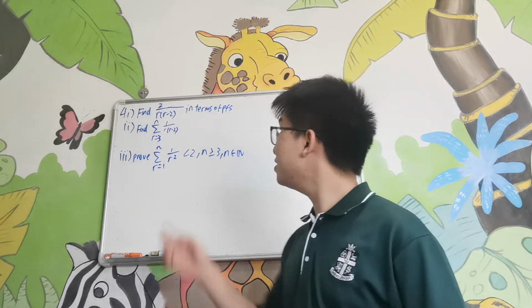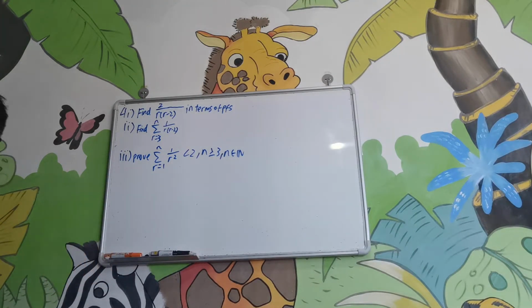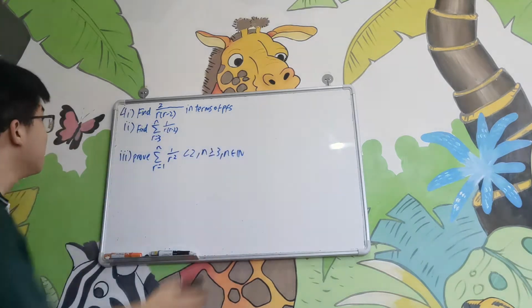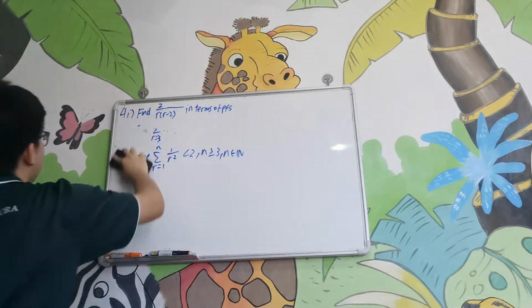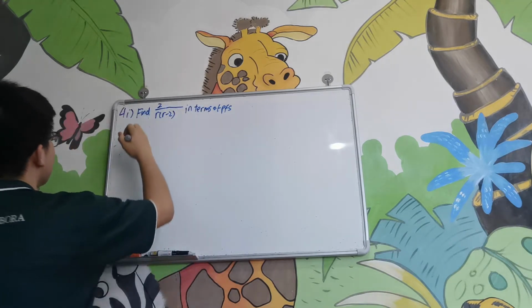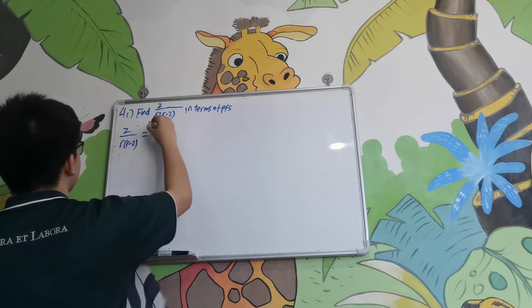So starting off, find 2 over r times r minus 2 in terms of partial fractions. So I would hope that you guys remember how to do partial fractions, because if not, please drop out of JC and go back to O levels. So an equation, this expression can be written as this.